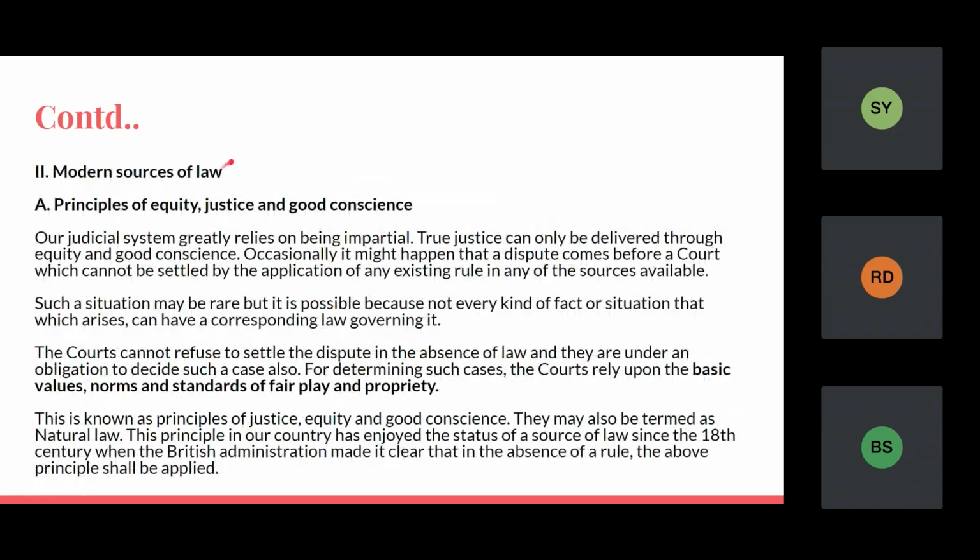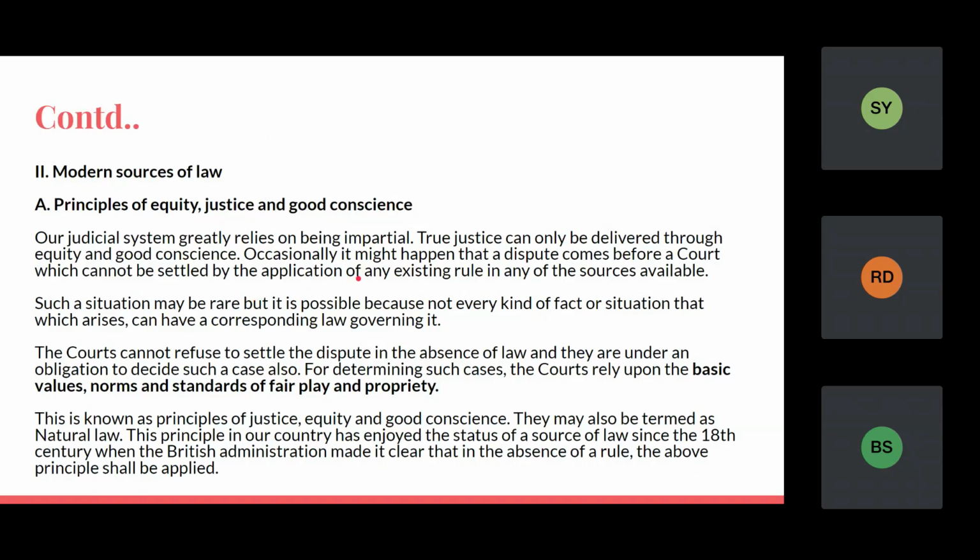Now coming to the modern sources of Hindu law, we have seen the ancient sources. The first modern source, as I've told you, is principles of equity, justice, and good conscience, which have to do with the principles of natural justice. Our judicial system greatly relies on being impartial. How can you say that somebody is impartial? Only when he shows equity, justice, and good conscience, in the sense that he is able to treat everyone equally. Then he is applying these three principles of natural law. True justice can only be delivered through equity and good conscience.